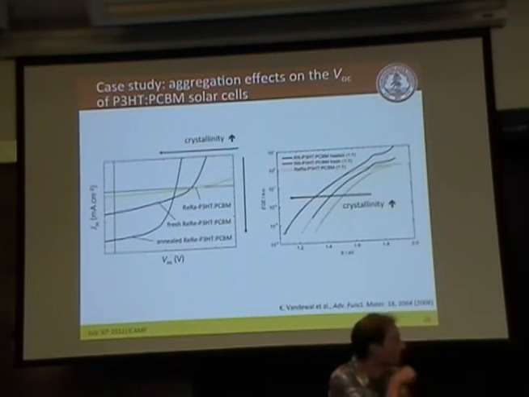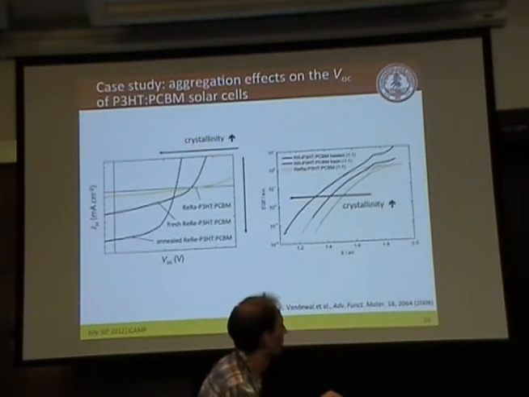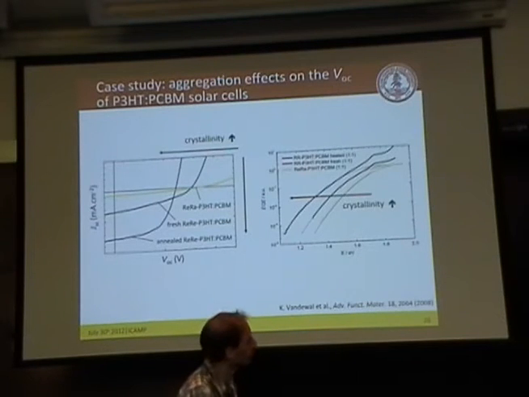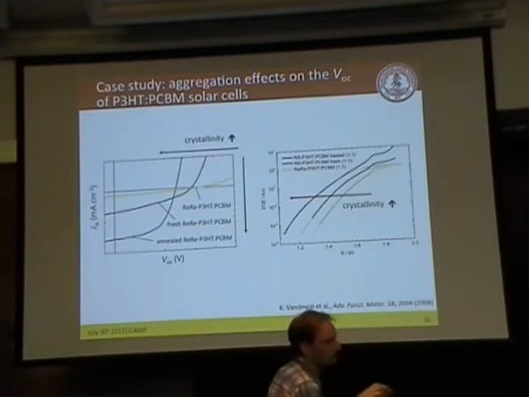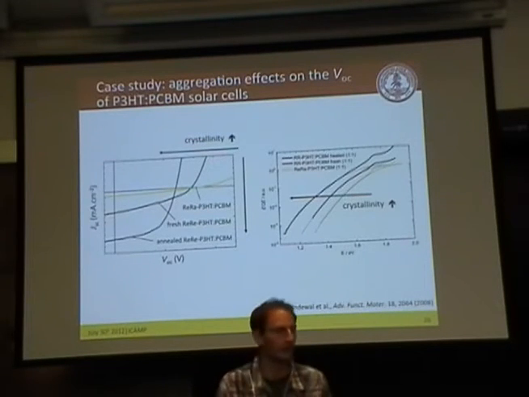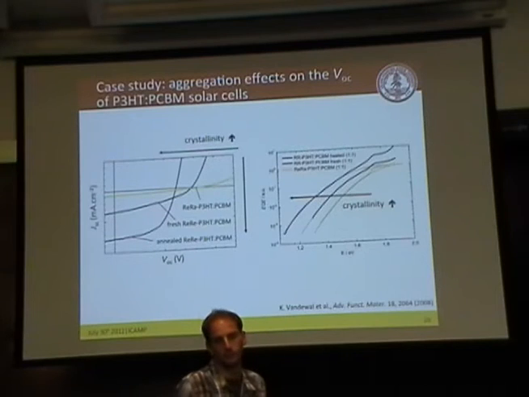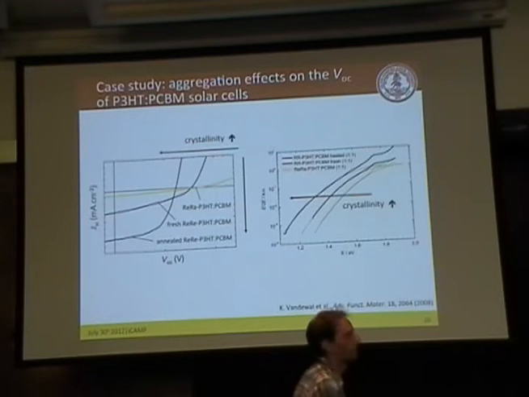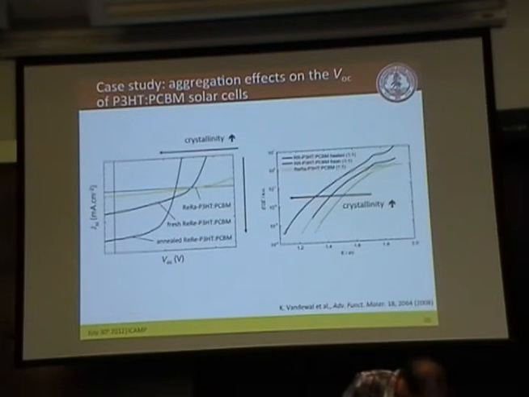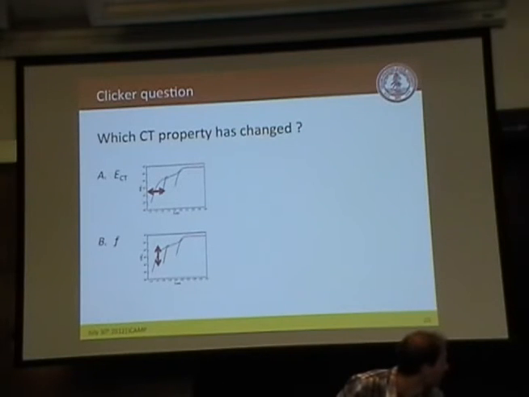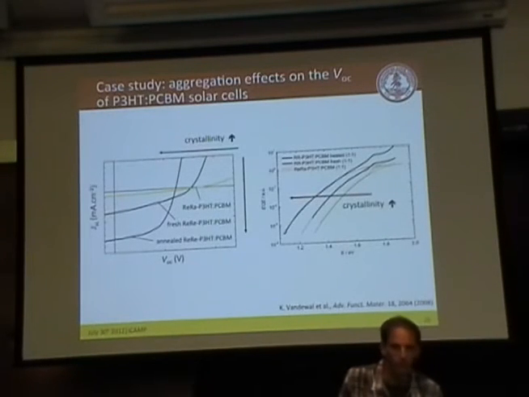So this is what we see if you do this highly sensitive measurement on these solar cells. The thing redshifts. This extra band becomes more and more pronounced. If you do the fit and plot the energy of the CT state, that one drops. So apparently something is changing at the interface which makes the energy of the CT state lower if you crystallize. And it correlates with the voltage. I'll show you another correlation. So the answer was A, and it was not E, as someone said.